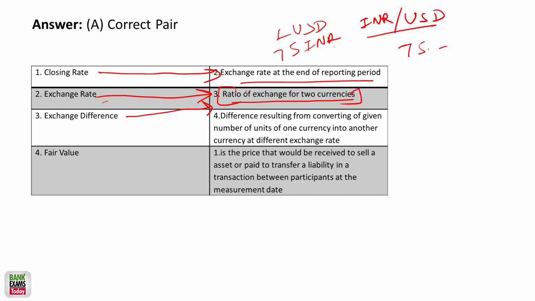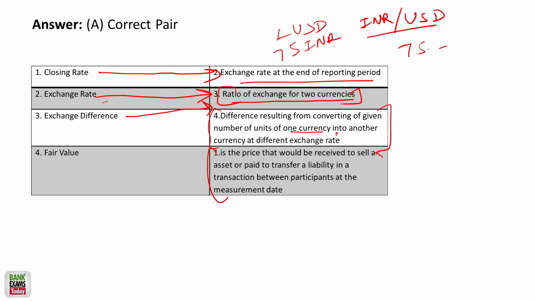Exchange difference is the difference resulting from converting a given number of units of one currency into another currency at different exchange rates. Are you getting it? The exchange rates are changing every second, even every millisecond. So the difference arises if you make a transaction now and another transaction after 2 hours, there might be some difference.